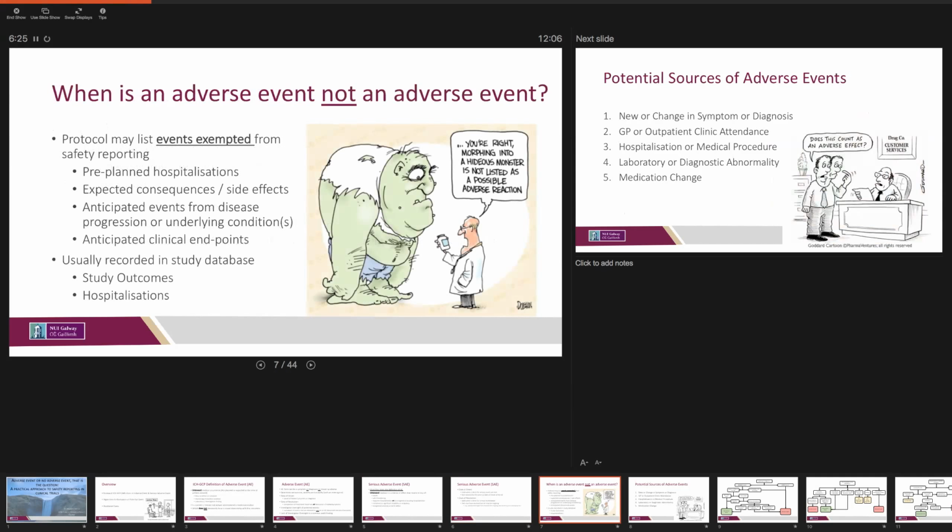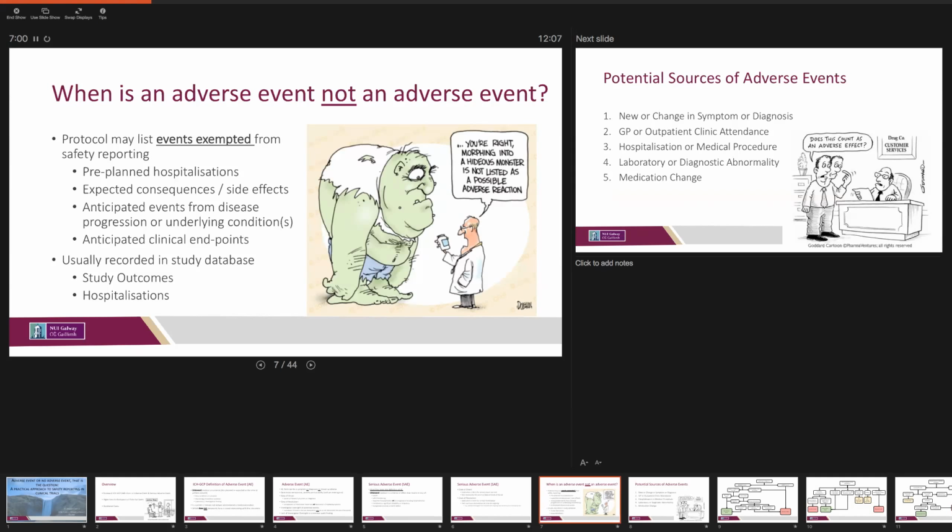The other thing is some protocols and some studies will actually call out specific events that in the routine setting would meet an adverse event definition, but actually aren't. So it's possible in a clinical trial protocol to exempt events from safety reporting. It's a very common occurrence when you expect something to occur. So if in the population of interest for the clinical trial you're doing, you expect that a certain number of people will have a cardiovascular event, and you're recruiting people at high risk of cardiovascular disease, you can decide in advance, the people writing the protocol, that you want to exempt that from safety reporting.